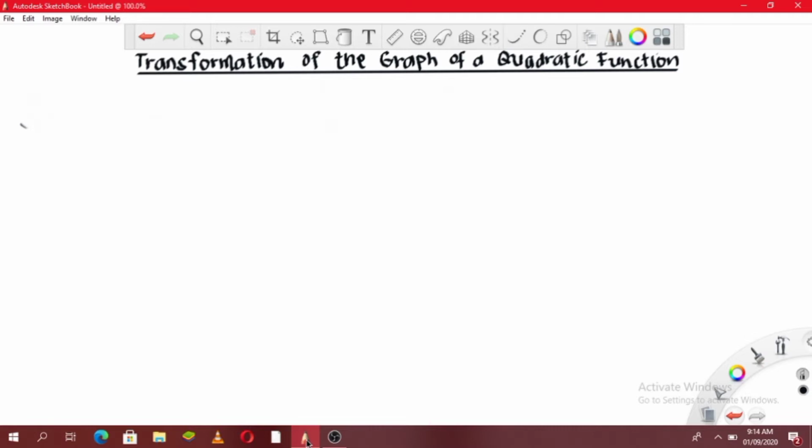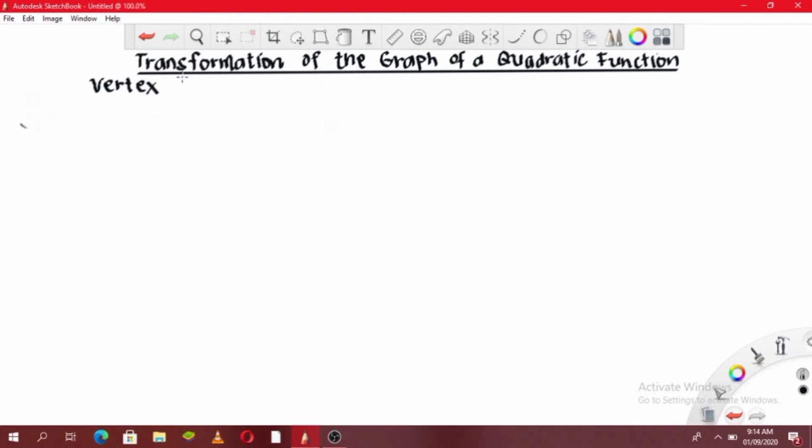So sa araw na ito, pag-uusapan natin ang tungkol sa transformation ng graph ng isang quadratic function. Ano ang epekto ng pagbabago ng values ng h and k? Or ano ang magiging shifting ng graph ng quadratic function depende sa kanyang h and k? Again, ang h and k ay yung vertex ng parabola natin. So again, vertex ay ang highest point or the lowest point of a parabola depende sa kanyang opening.